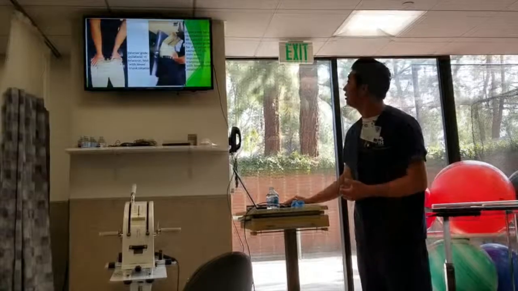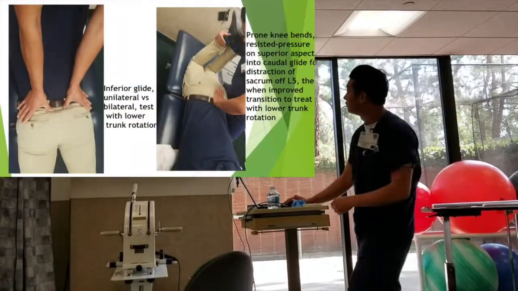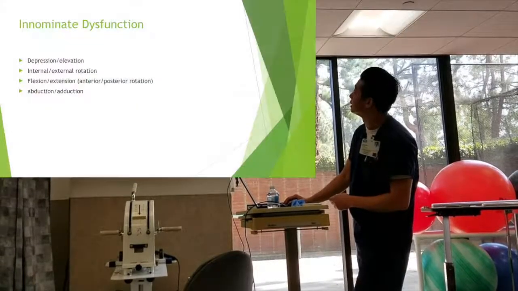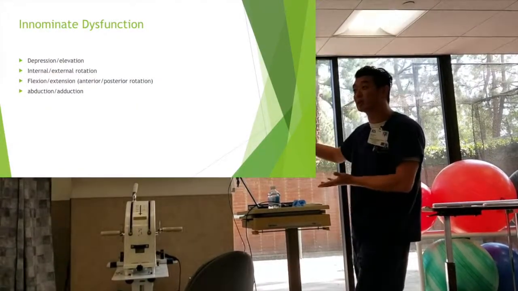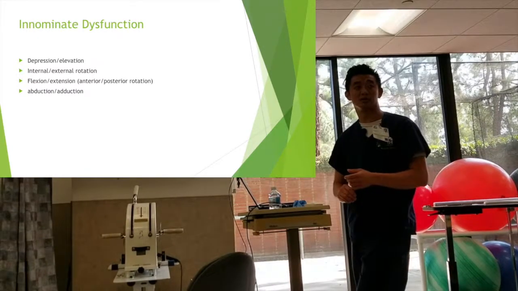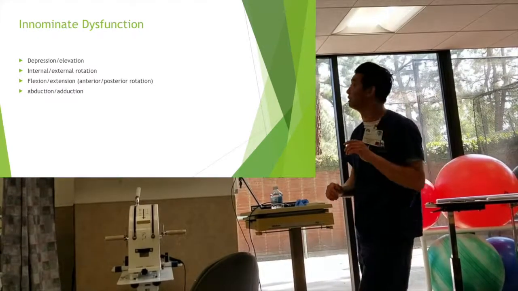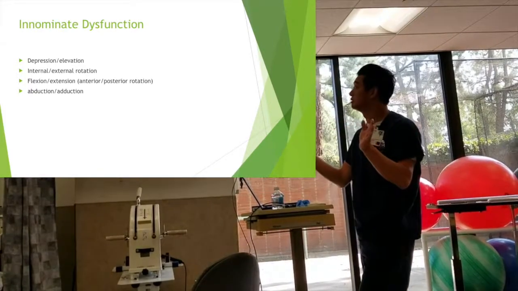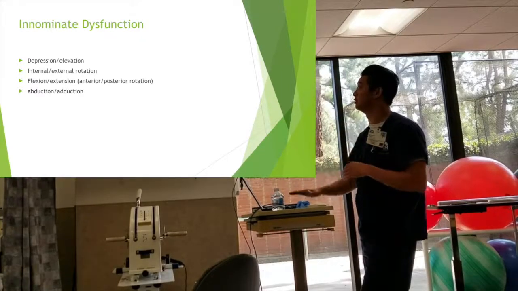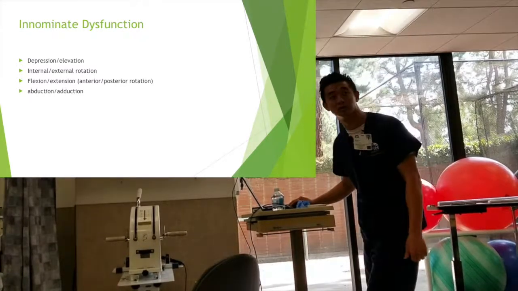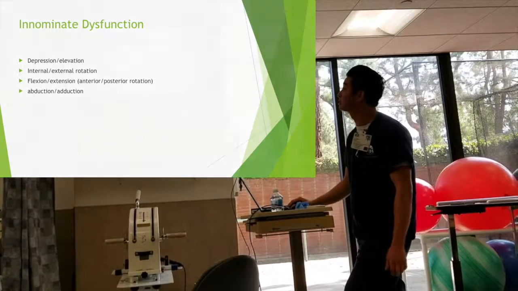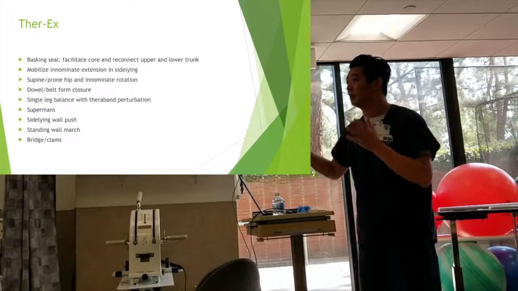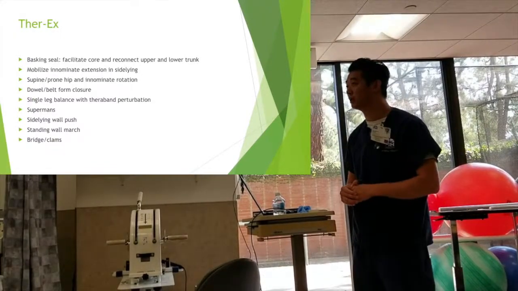Okay, so we didn't do this stuff. Inferior glide, you guys kind of got the idea. Prone knee bends. And then innominate stuff, this is the easy stuff that everyone knows how to do, right? Any big questions there? Depression, elevation, external, internal rotation, in-flare, out-flare, that means up, down, anterior, posterior rotation. Yeah, good. Any big questions? Okay, Therex. So stuff that you would do functionally after they do all these joint mobilizations.